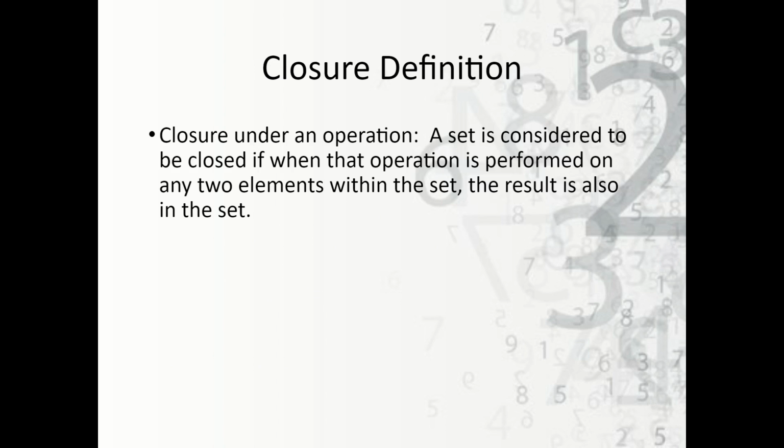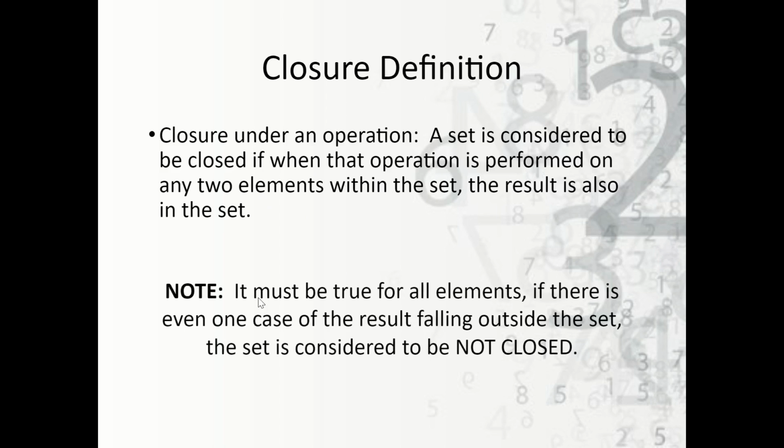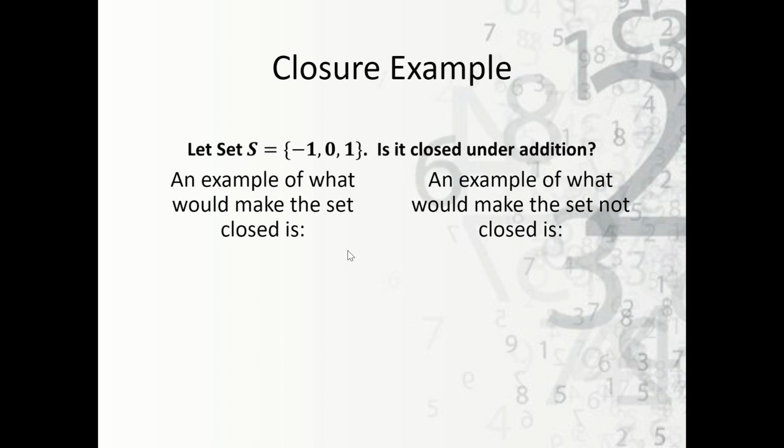Now, closure definition. What does closure mean? Closure under an operation means a set is considered to be closed if, when that operation is performed on any 2 elements within the set, the result is also in the set. Note that this must be true for all elements in the set. If there is even one case where the result falls outside the set, then it is considered to be not closed. So let's take a look at what this means.